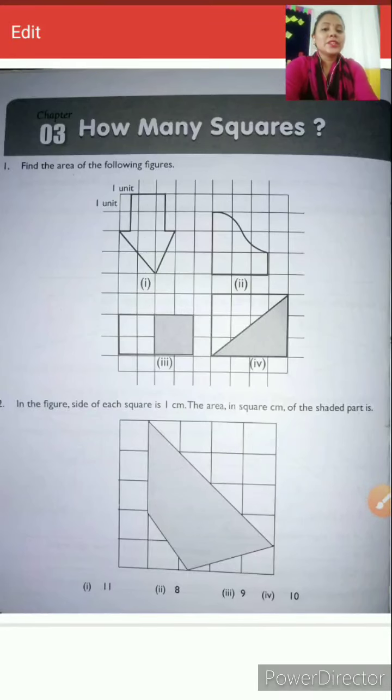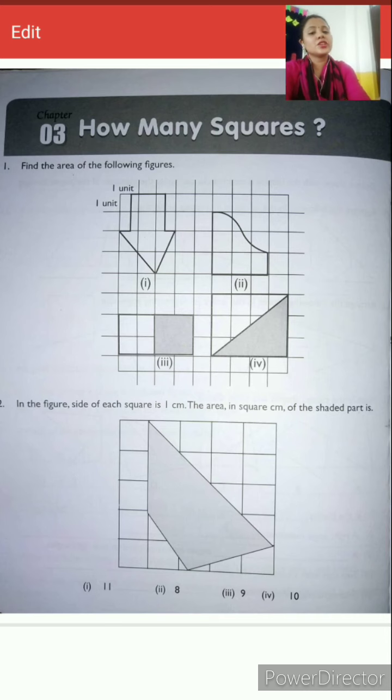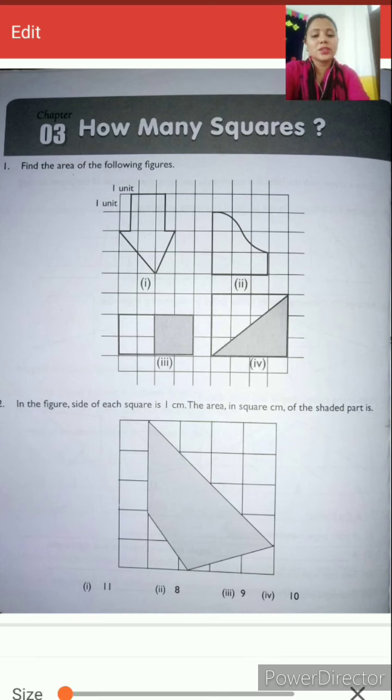So students, today in this session we will do some questions based on our NCERT chapter number 3, How Many Squares. In the previous session we already discussed all the pages related to this chapter. Now we will use our knowledge to solve these questions. So let's start from the first question.